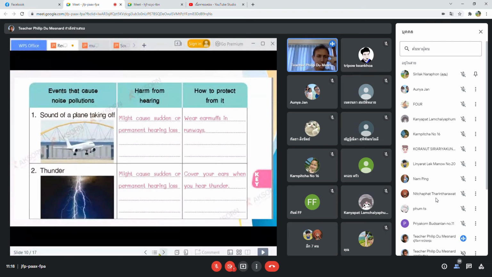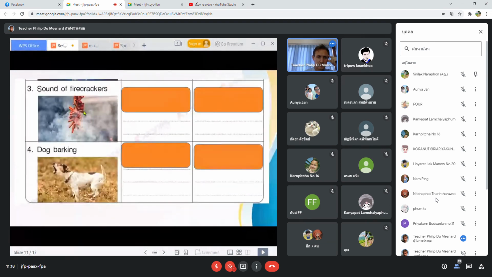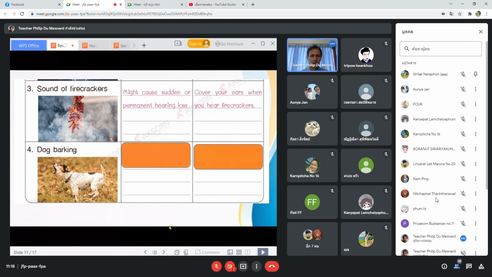Okay, next one, we have firecrackers. They also make a loud sound. So it says here, it can also cause hearing loss. It can also be a problem for your ears or hearing. And what can you do? I would say maybe put on earmuffs or just walk away. Don't go to the loud place. The answer is cover your ears.